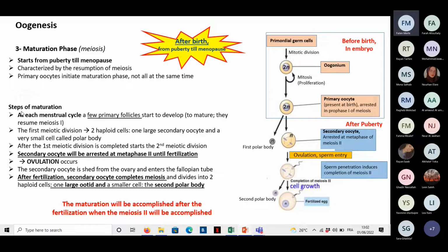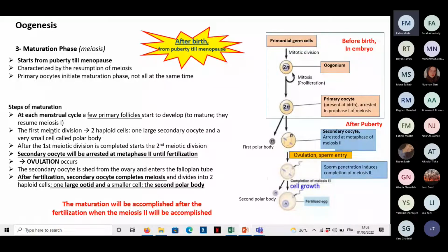So what are the steps of the maturation? At each menstrual cycle, a few primary follicles start to develop. They will resume their meiosis 1. You know the difference between follicle and oocyte. We will see this later, but before birth the oocyte is surrounded by follicular cells, and we call it a follicle. We will have ovarian follicles, okay? But the oocyte will be inside of the follicle. So at each menstrual cycle, few primary follicles will start to develop, and they will resume their meiosis 1.